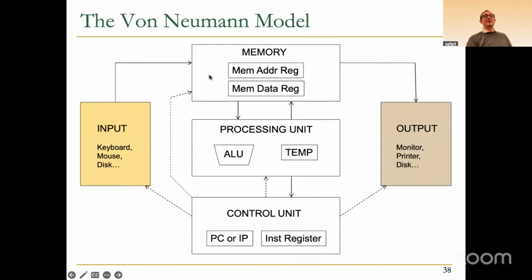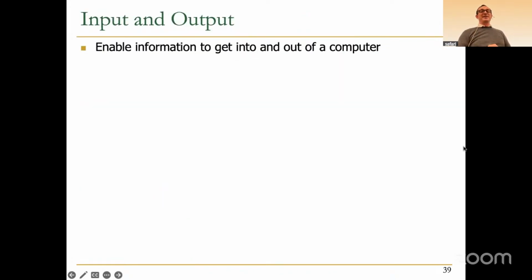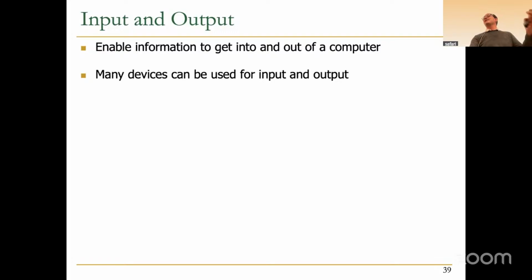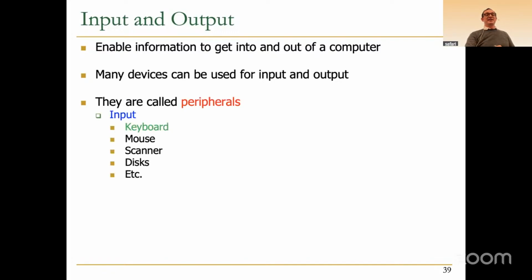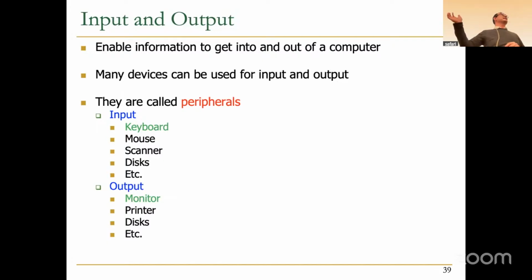Okay, so we've covered memory and the processing unit. Let's talk about input and output quickly. We're not going to talk about that in detail yet, but these are critical also. They enable information to get into and out of a computer. You can use many devices for input and output. These are also called peripherals. Input can be keyboard, mouse, scanner, disks, etc. Output can be the monitor, printer, disks, etc.